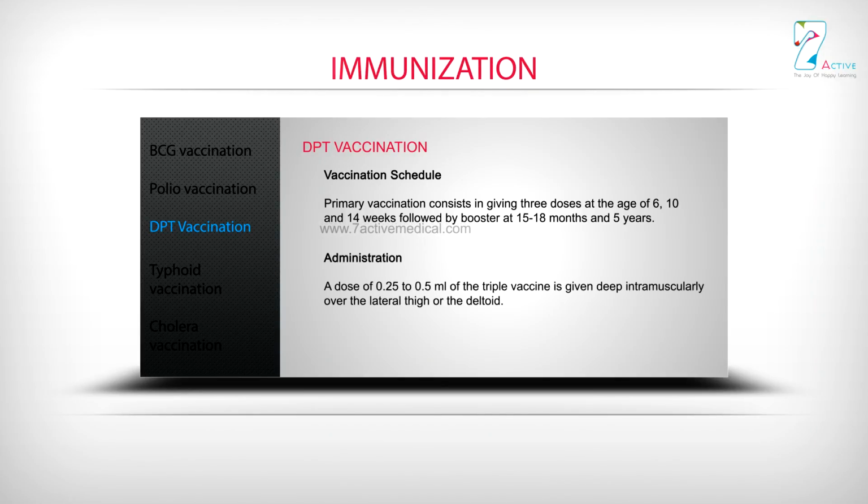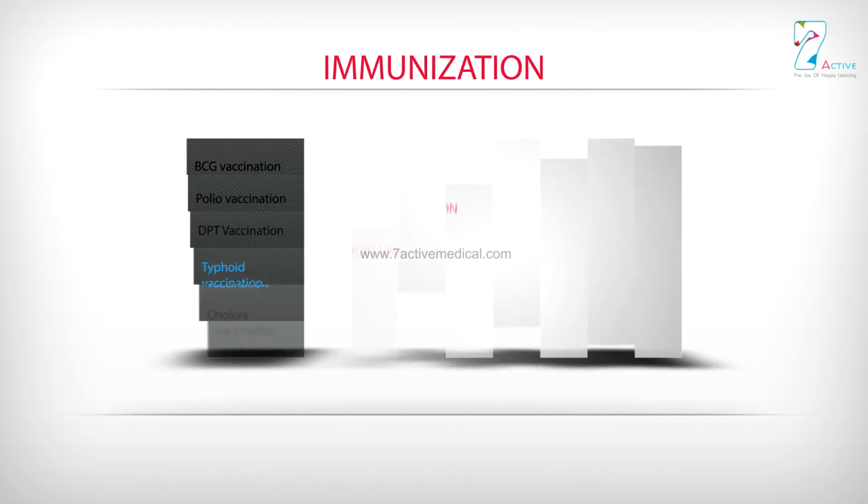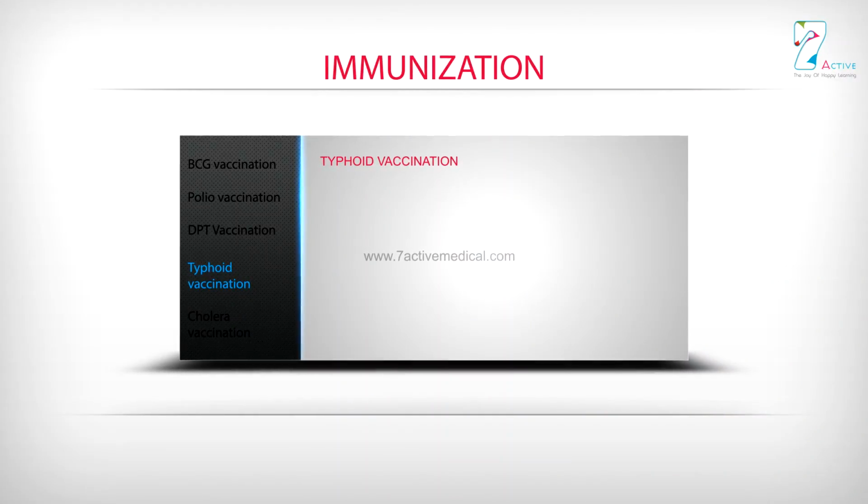Administration. A dose of 0.25 to 0.5 milliliter of the triple vaccine is given deep intramuscularly over the lateral thigh or the deltoid. Contraindications. Severe reaction to previous DPT injection. Progressive neurologic diseases.